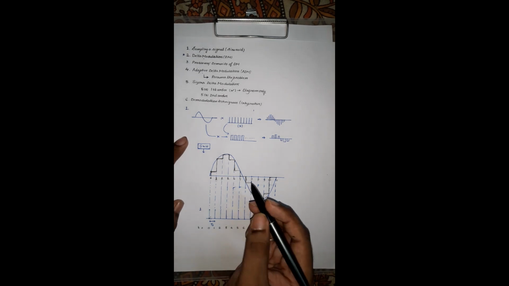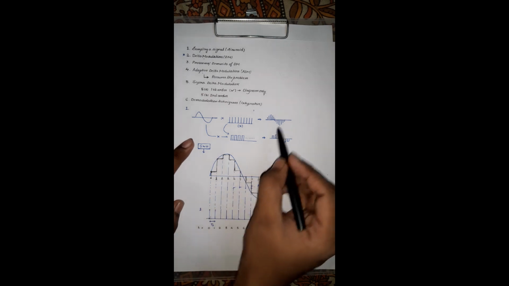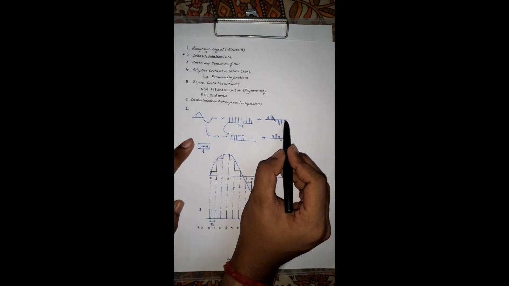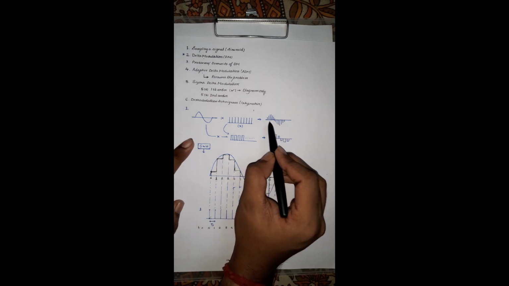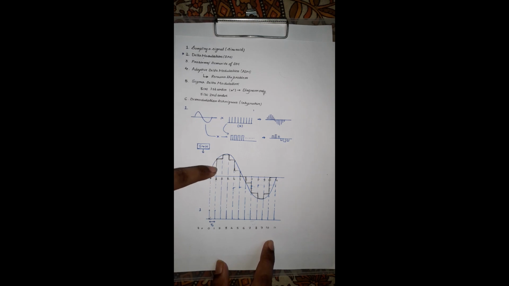If we don't provide the sample and hold circuit, then what will the output waveform be? Only the magnitudes, like this. The output waveform will be only the magnitudes. As the sample and hold circuit is provided over here, it is holding the value of the sample until the next sample has been taken.